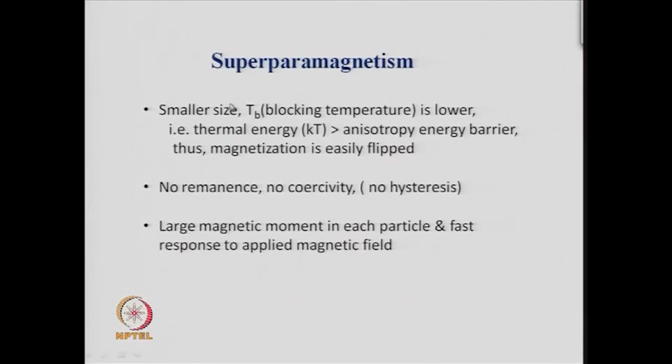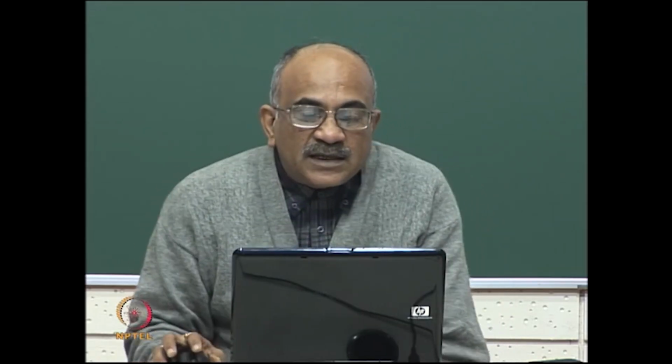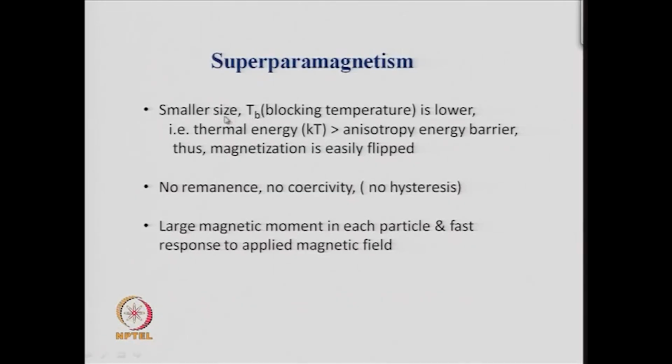Now, in super paramagnetism, the smaller the size, the more you have a temperature which is called a blocking temperature. That means that as you are lowering the temperature, the magnetization should increase in a paramagnet, like in any ferromagnet also the magnetization increases as you are lowering the temperature. But in a super paramagnet, below a certain temperature, the magnetization will start decreasing. That temperature is called the blocking temperature. So, the blocking temperature changes as a function of size. Smaller the size of the particle, smaller will be the blocking temperature.